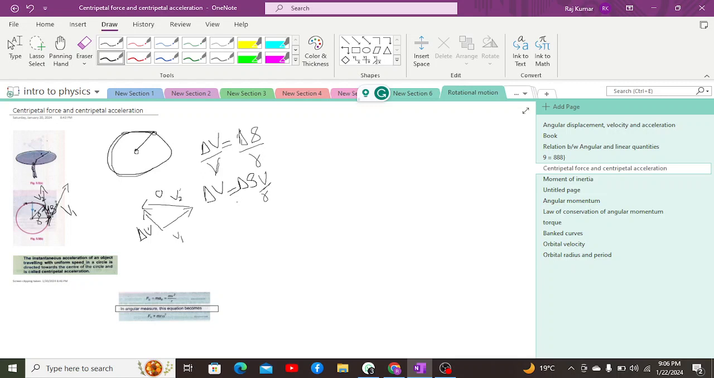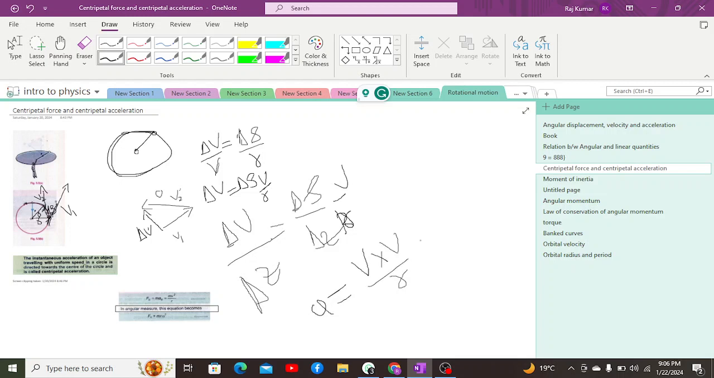But now what we need to do is to divide both sides of the equation by delta t. Delta v upon delta t is equal to delta s upon delta t into v upon r. We know that delta v upon delta t is acceleration, which is the centripetal acceleration, and delta s upon delta t is velocity, so velocity into velocity upon r. Centripetal acceleration over here is v square upon r. This is how we calculate it.